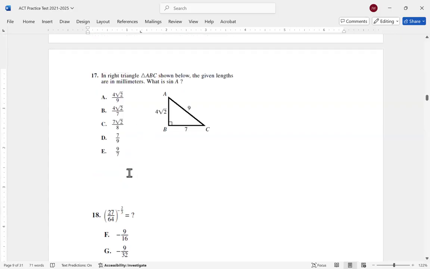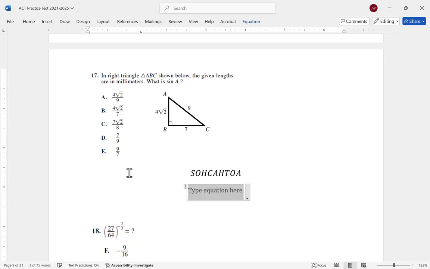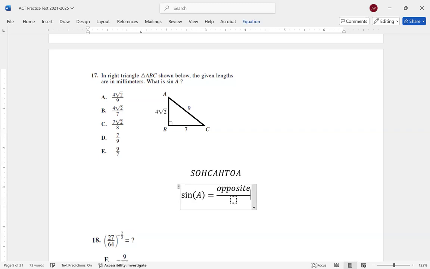Question 17. In right triangle ABC shown, the given lengths are in millimeters. What is the sine of A? Now, in order to get the sine, it's nice to remember the mnemonic SOHCAHTOA. SOHCAHTOA says the sine of an angle in a right triangle is equal to the length of the side opposite the angle divided by the length of the hypotenuse.